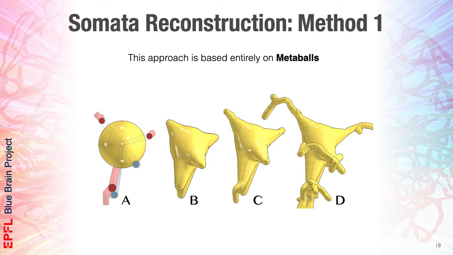For the somata, we have two methods to reconstruct the soma. We have a method that is based entirely on the metaballs, with which we use the mean radius of the soma that is reported in the loaded file, and we use as a guideline the initial samples of every connected arbor to it, and then we just grow the soma that way. This approach might be quite easy and naive, and generates approximate shapes, but it's not the best.